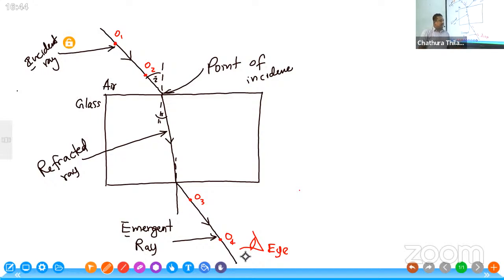Using a ruler and a pencil, you can mark the rays: incident ray, normal, two normals there, emergent ray and the refracted ray. If the activity is done correctly, you could see that the incident ray is parallel to the emergent ray.